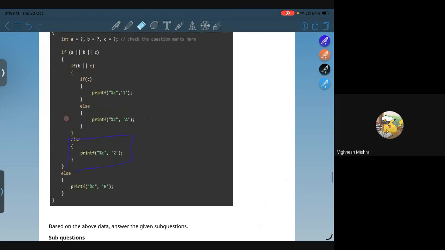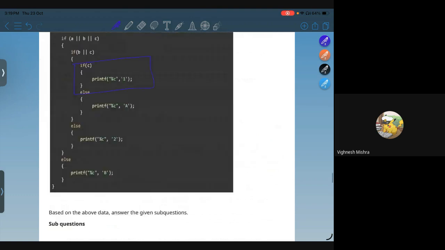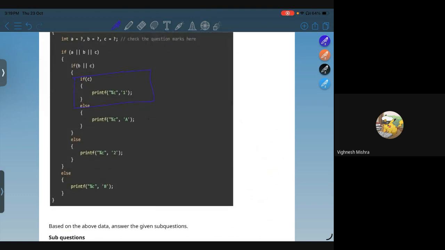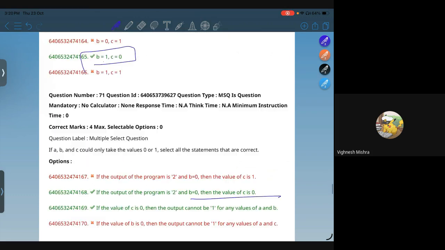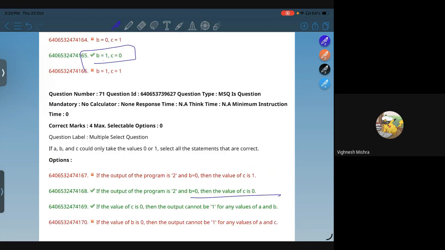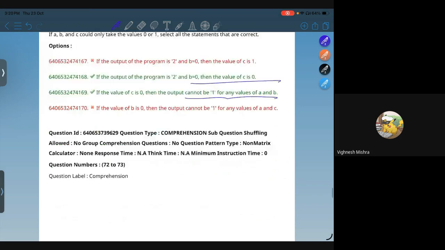If the value of C is 0, then it won't print 1, no? Oh, sorry, cannot be, yeah, cannot be 1. My bad. For any values of B and C, correct. Okay.